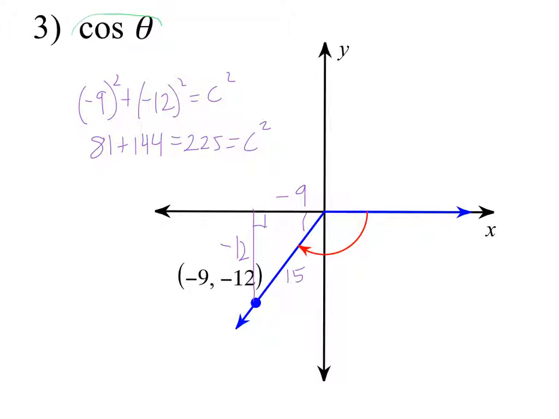Okay? Cosine of this angle, which is this angle marked in red, but we're also going to relate that to this reference angle, is equal to the adjacent to this reference angle divided by the hypotenuse, or negative 9 over 15, which reduces to negative 3 over 5.